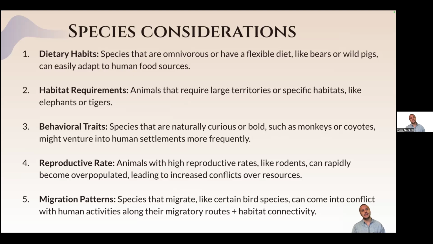Habitat requirements: animals that require large territories or very specific habitats can be more conflict prone, like elephants or tigers that need large ranges, which can cause them to come into contact with more humans as they move about their natural habitat or encroach into human-dominated spaces.